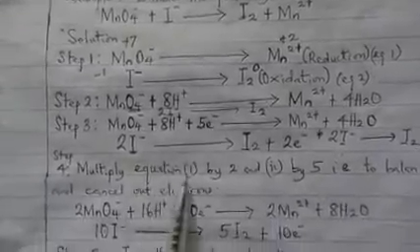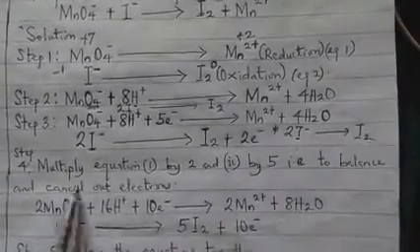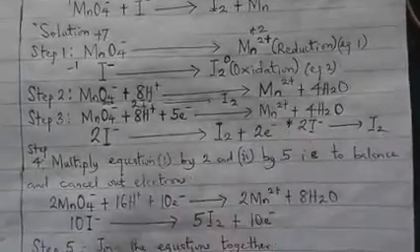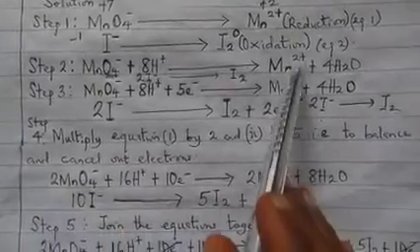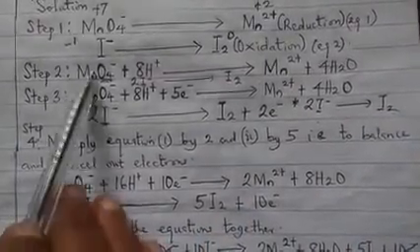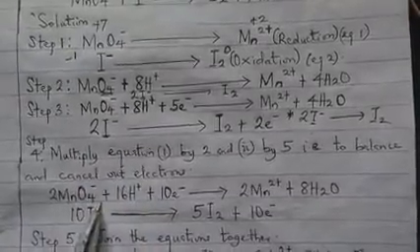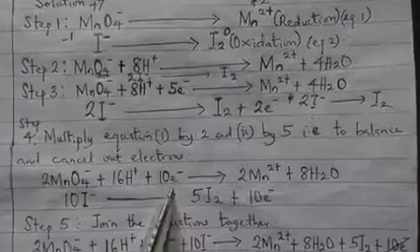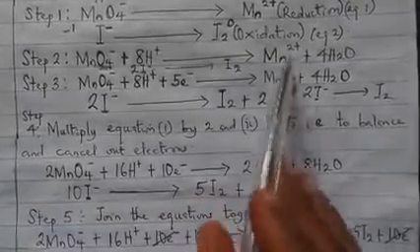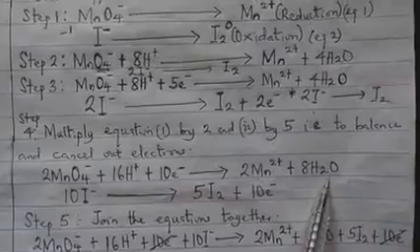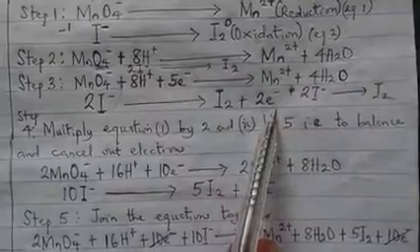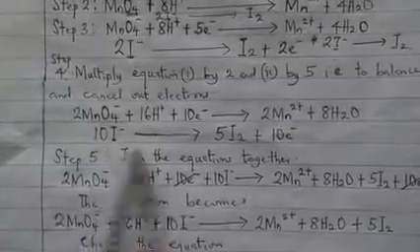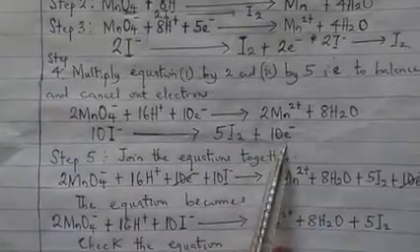So step 4, we now multiply this equation by 2 and 5 to balance and cancel. We want to cancel out this electron. That is why equation 1, we must multiply it by 2. If we multiply it by 2, it's going to be 2 MnO4 minus plus 16H plus plus 10 electron to give us 2 Mn2 plus plus 8 H2O. Equation 2 here, 2I minus to give us I2 plus 2 electron. When you multiply it by 5, we are going to get 10I minus to give us 5 iodine plus 10 electron.